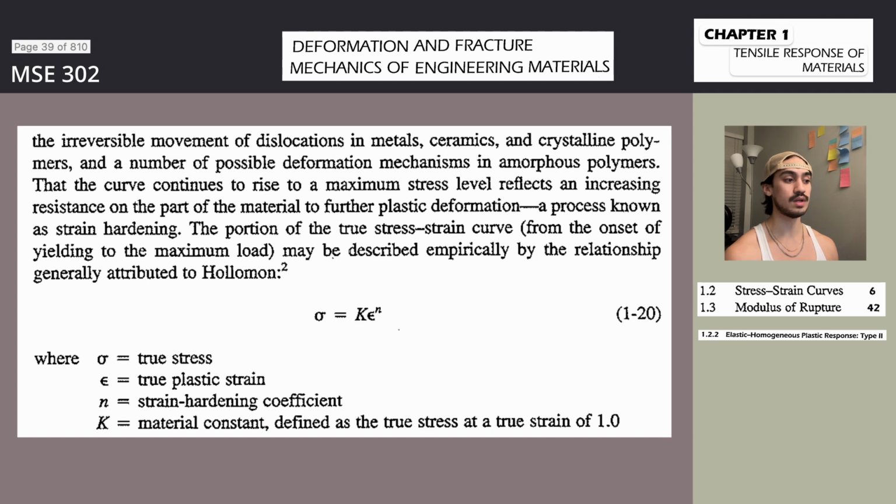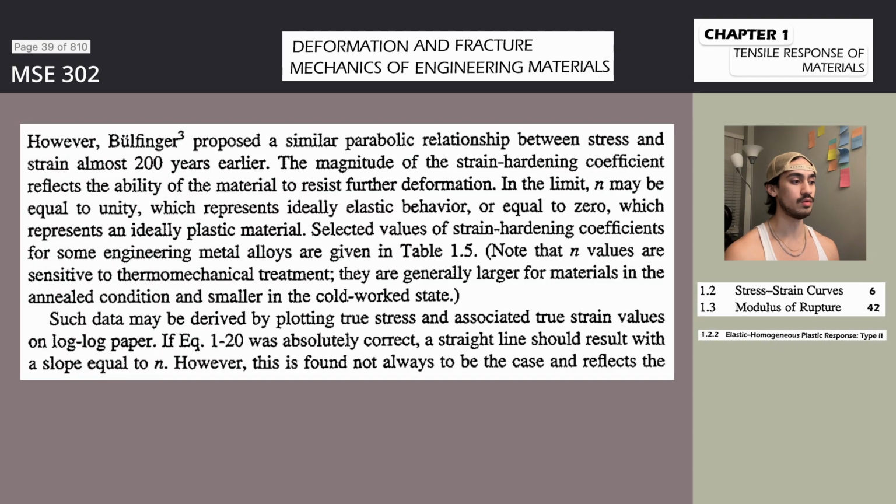The portion of the true stress-strain curve from the onset of yielding to the maximum load may be described empirically by the relationship generally attributed to Hollomon. Equation 1-20, where sigma is the true stress, epsilon is the true plastic strain, n is the strain hardening coefficient, and k is the material constant, defined as the true stress at a true strain of 1. However, Bulfinger proposed a similar parabolic relationship between stress and strain almost 200 years earlier. The magnitude of the strain hardening coefficient reflects the ability of the material to resist further deformation, and may be equal to unity, which represents ideally elastic behavior, or equal to 0, which represents an ideally plastic material.